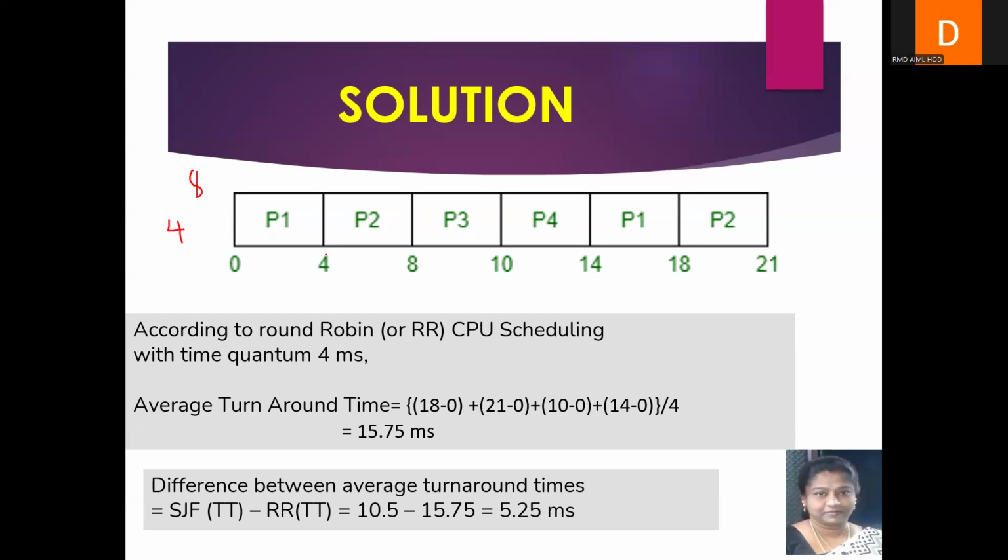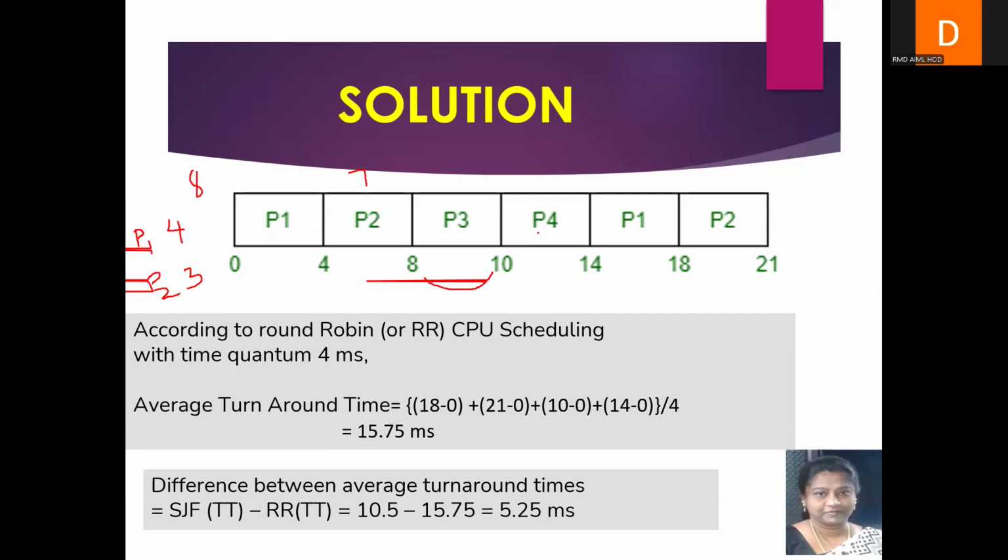Then P2 goes in. P2 runs up to 8 because every process is allowed to execute only for the given time quantum, which is 4 milliseconds. So what is P2's actual execution time? It is 7. So 7 minus 4 is 3. 3 milliseconds is remaining for P2. So for P1, 4 is remaining. For P2, 3 milliseconds are remaining. Then P3 goes in. P3's total execution time is only 2 milliseconds. Hence, 8 plus 2, 10 milliseconds, P3 comes out.